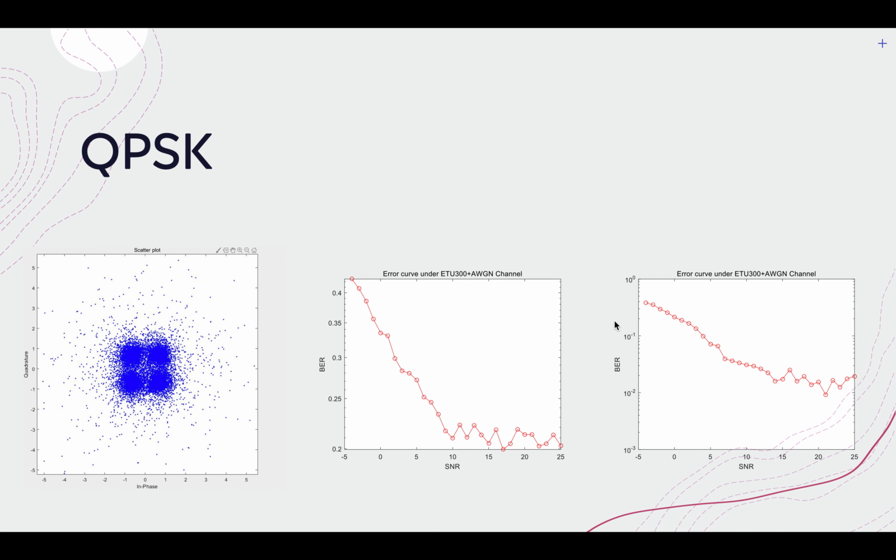So the first picture is the constellation diagram, and the second is the error curve when the pilot interval is 4, and this third is when the pilot interval is 2. Also, when the pilot interval is smaller, the performance is better. And by comparing this and the last page, we can see that QPSK has a better performance in the OFDM system.